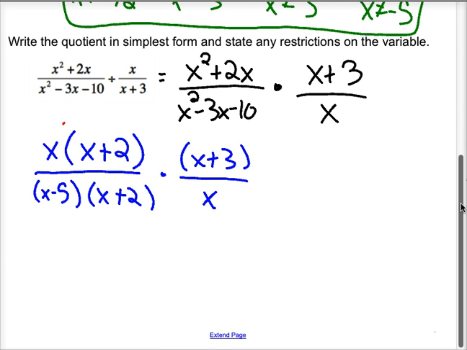So let's take a look here. The x's cancel out, x plus 2's cancel out. So what am I left with? Well, I'm left with x plus 3 and x minus 5.